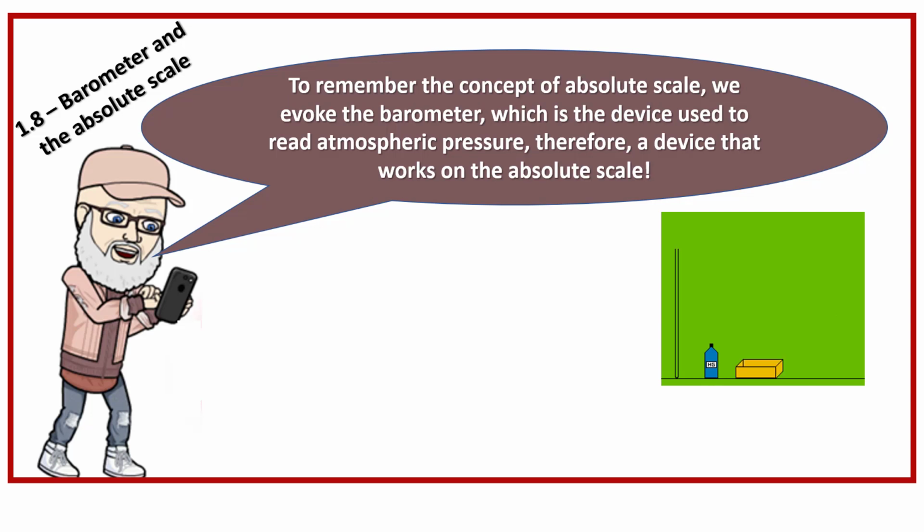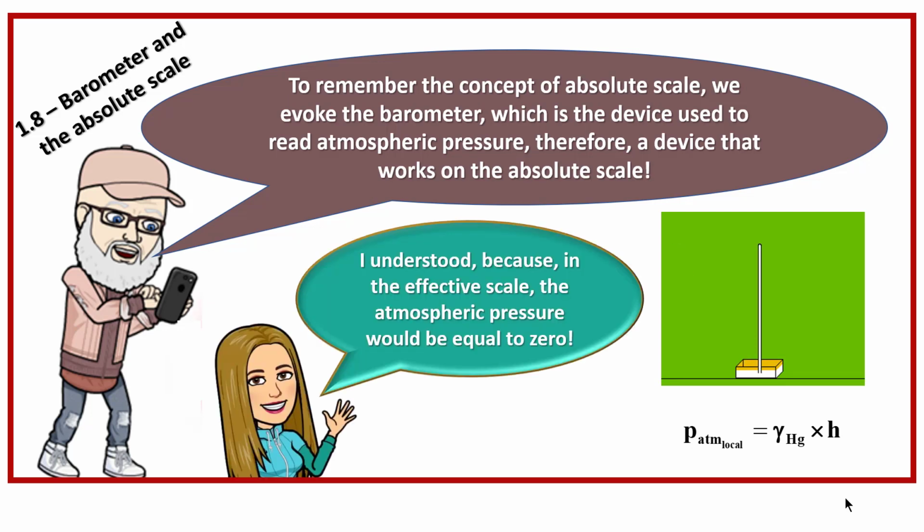Important. We use mercury because it has a large specific mass. It is average. We could consider it equal to 13,600 kilograms per cubic meter. For this description, at sea level we consider atmospheric pressure equal to 76 centimeters of mercury. Generalizing the barometer reading, we would have atmospheric pressure equal to the specific weight of mercury times the height read from the graduated tube. Remember that in the effective scale, the atmospheric pressure would be equal to 0.